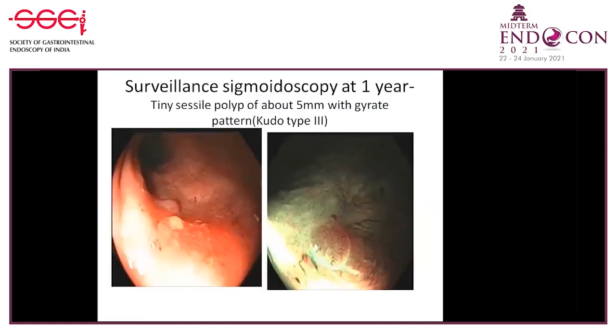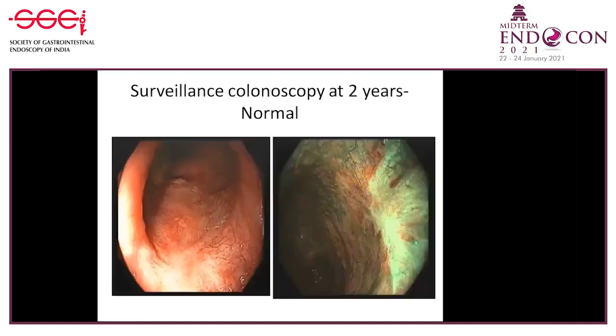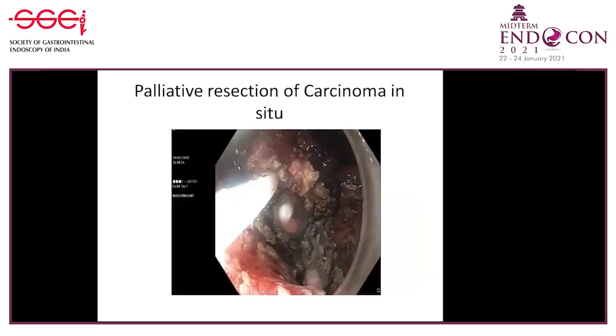And again, there was a small polyp, but it did not recur, and then it was entirely normal at 2 years. So this patient is doing very well now after resection.